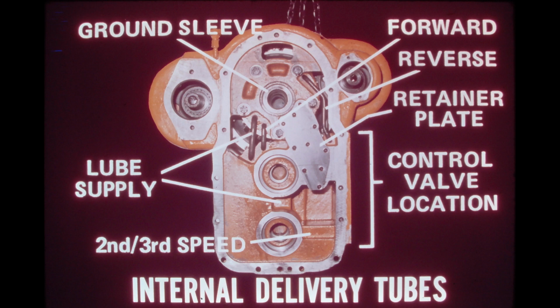If internal leakage is indicated, it might be between the ground sleeve and the converter housing. Leakage could also occur at any place where the tubing is fitted into the housing. If the gasket under the retainer plate was leaking, converter oil would be lost.